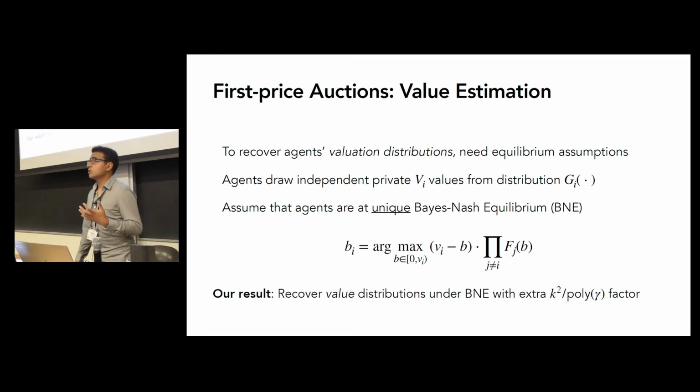And so our result here is basically that by paying an extra polynomial factor in both the number of agents and one of the parameters of the problem, we can actually recover the value distributions in Levy distance, which is actually good enough to do counterfactuals with, which is nice.